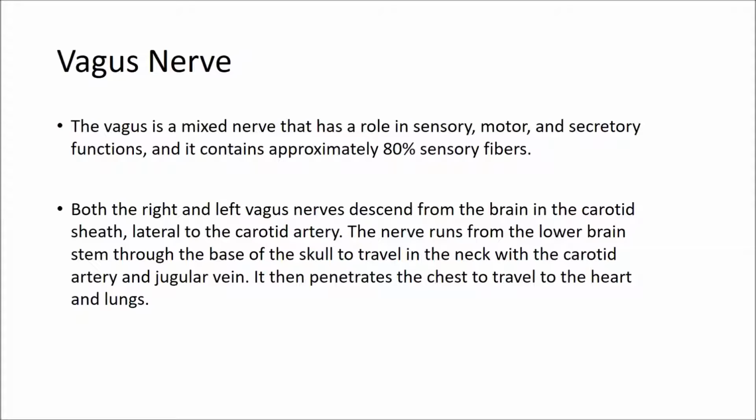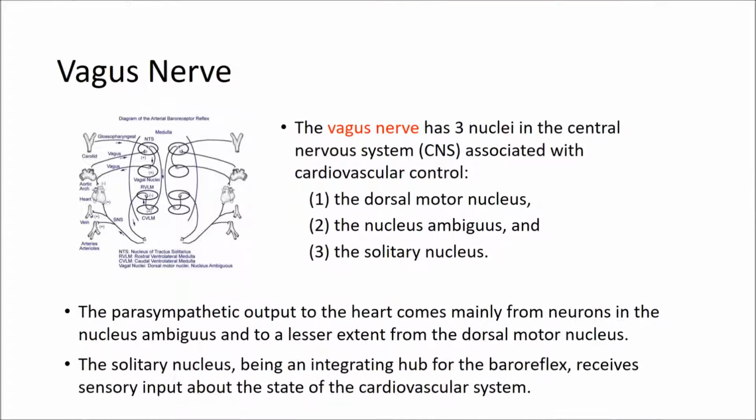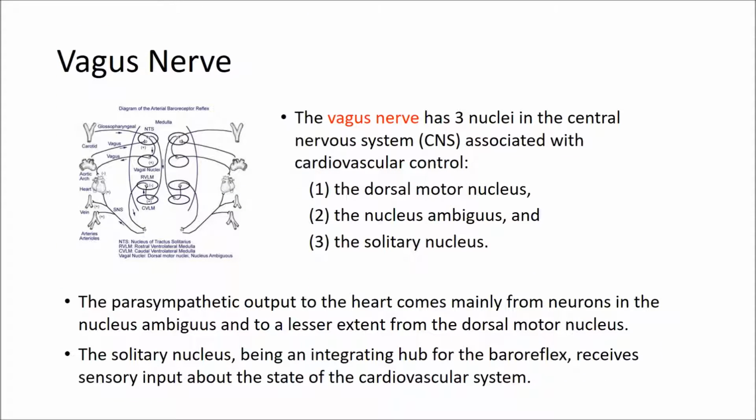The vagus is a mixed nerve that has a role in sensory, motor, and secretory functions. It contains approximately 80% sensory fibers. The vagus nerve has three nuclei in the central nervous system. These three nuclei are associated with cardiovascular control, and they include the dorsal motor nucleus, the nucleus ambiguus, and also the solitary nucleus. Bear in mind that the parasympathetic output to the heart comes mainly from the neurons in the nucleus ambiguus, and to a lesser extent from the dorsal motor nucleus.